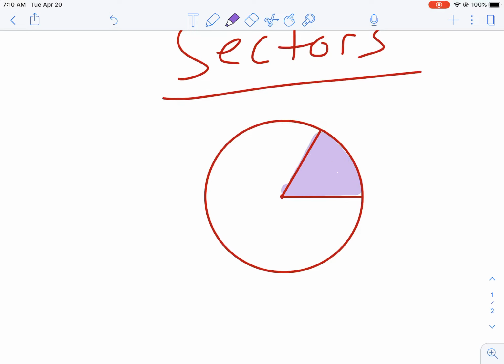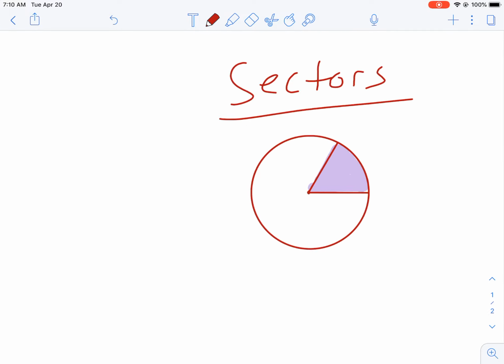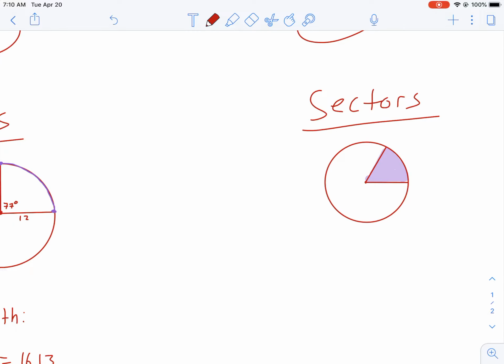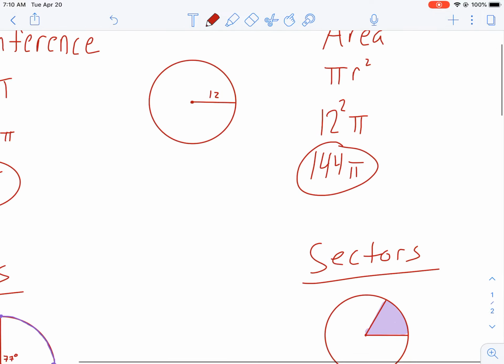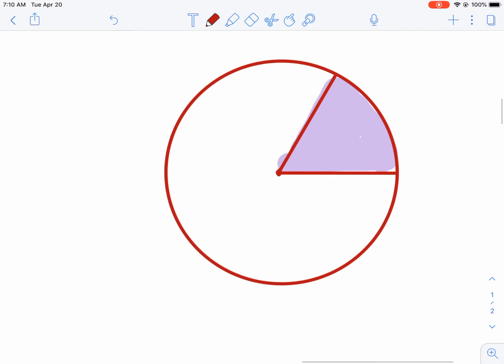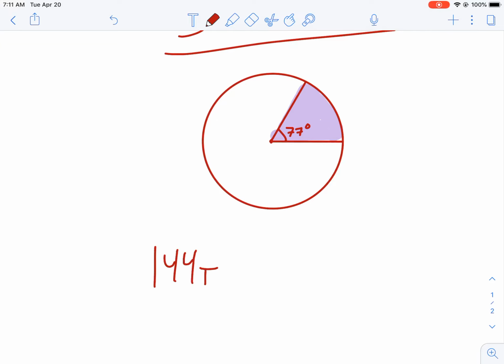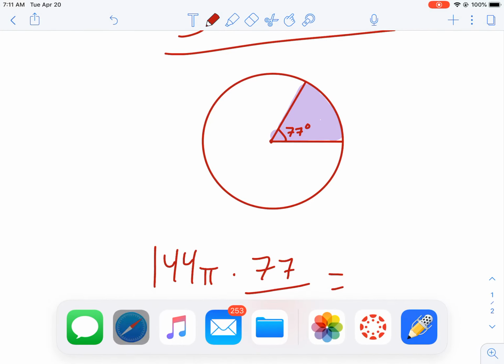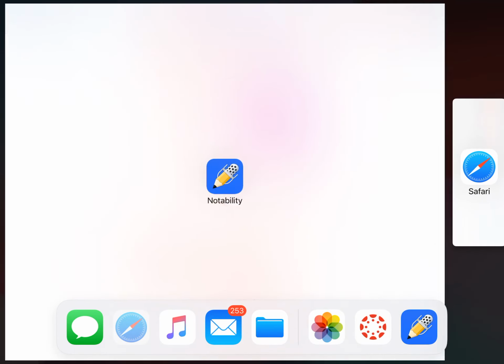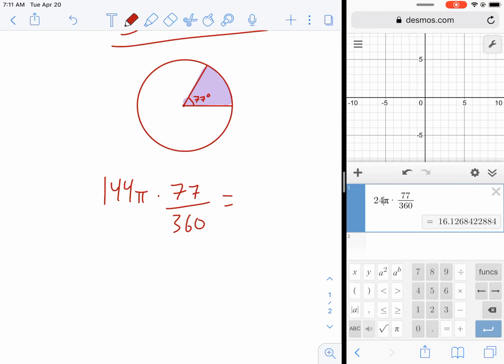The area of this purple section is kind of tricky because it's curved on the end, so we're not really too sure, but we can do the exact same thing that we did before. We're going to take the full area. So let's go back to our 77 degrees. It's going to be the full area times our fraction of 77 over 360. And again, you just go to your calculator and type that in. So the area would be 96.76.